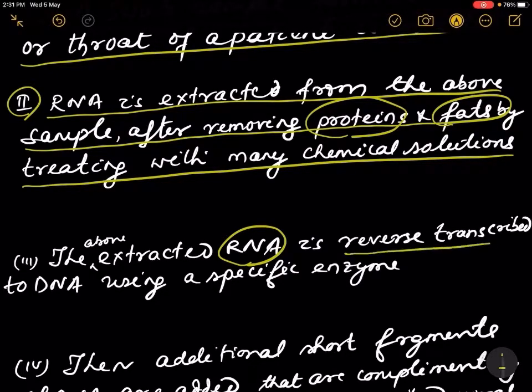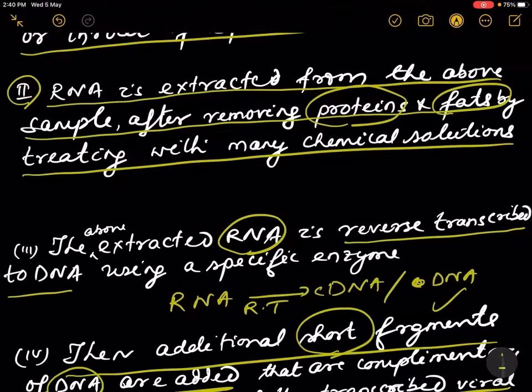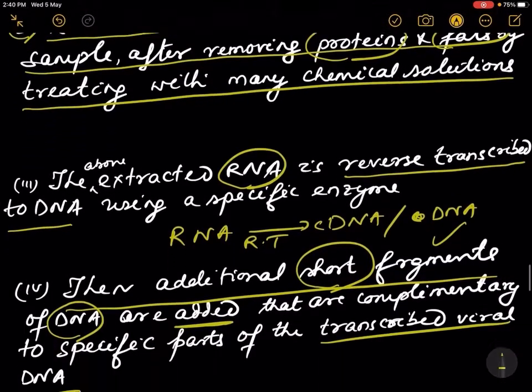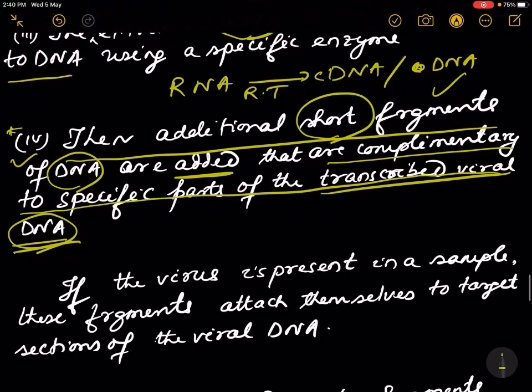RNA is converted to cDNA, or you can say DNA, by a reverse transcription process by the help of a biocatalyst, reverse transcriptase. Then additional short fragments of DNA are added that are complementary to specific parts of the transcribed viral DNA. If the virus is present in a sample, these fragments attach themselves to target sections of the viral DNA.